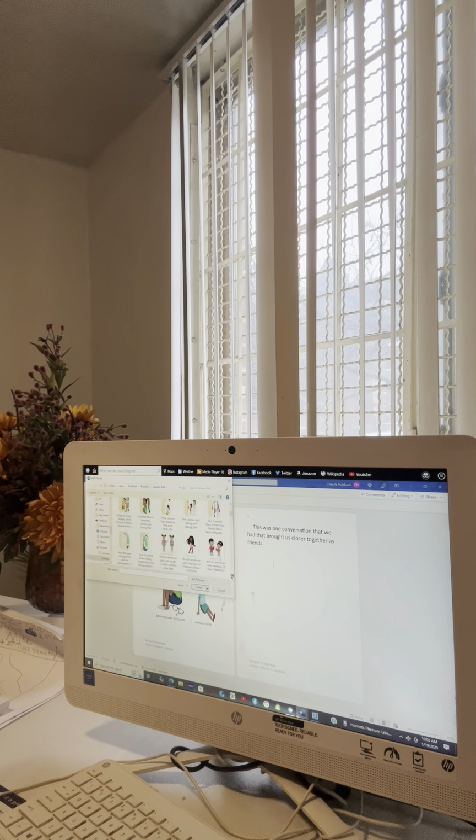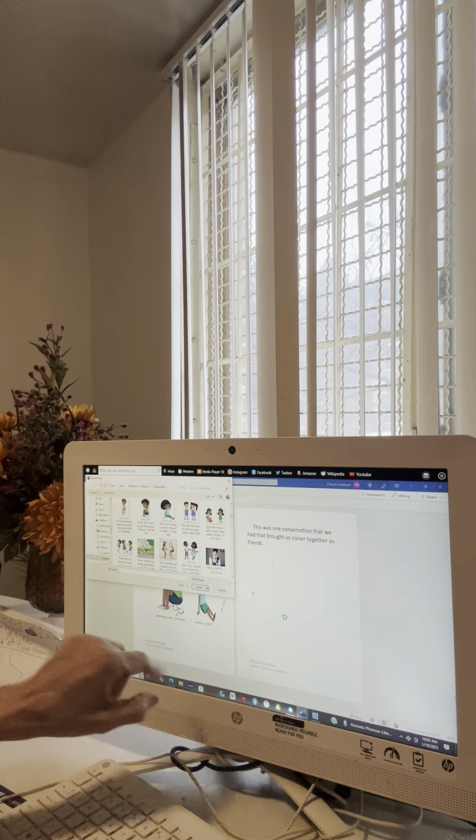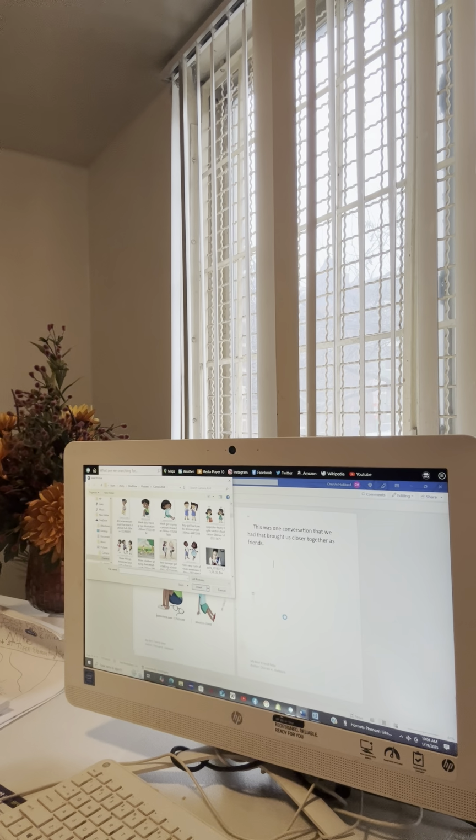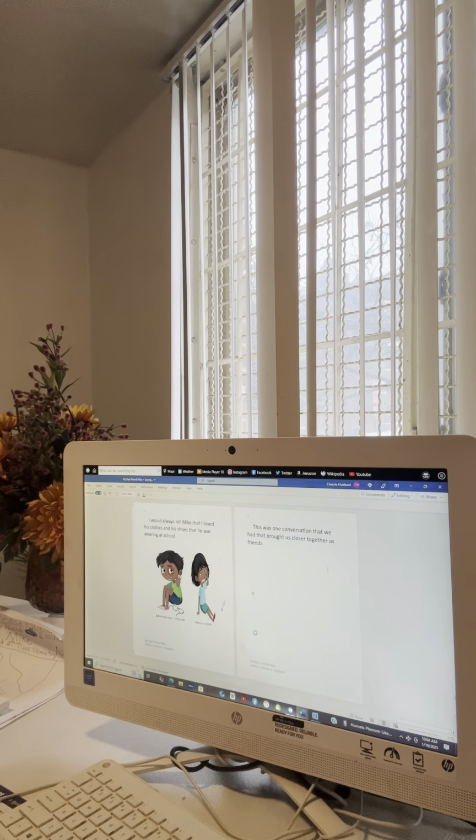So this would be the last. Okay, I want to go here. Also, I can use different pictures besides these two, but it says this was one conversation that we had that brought us closer together as friends. And this is a different picture right here if I want to use. See, this was a different picture right here I can also use.